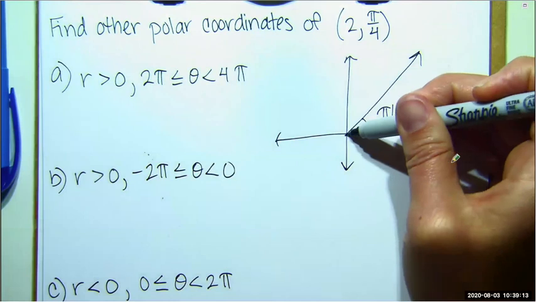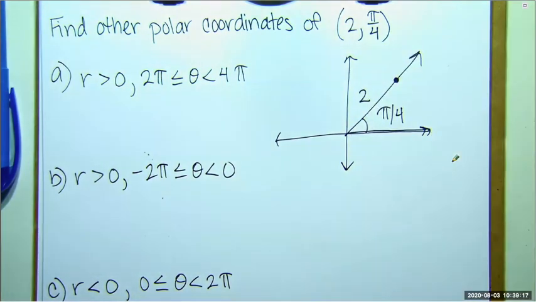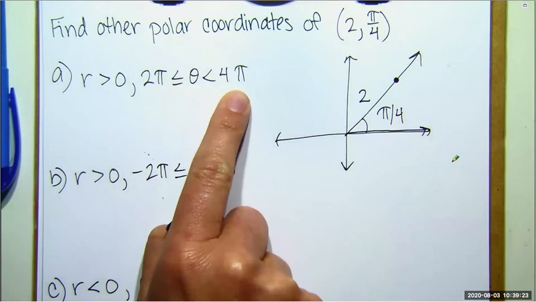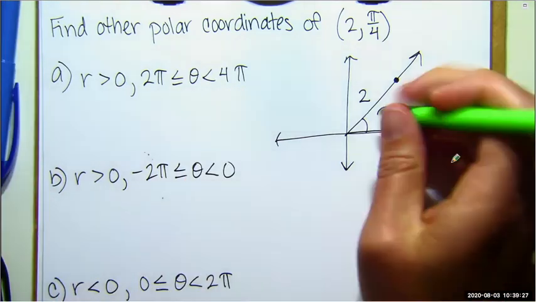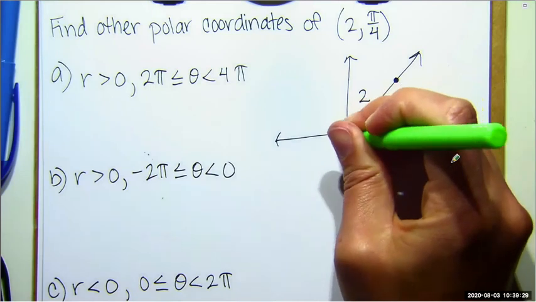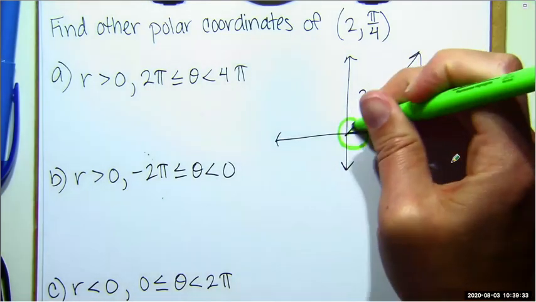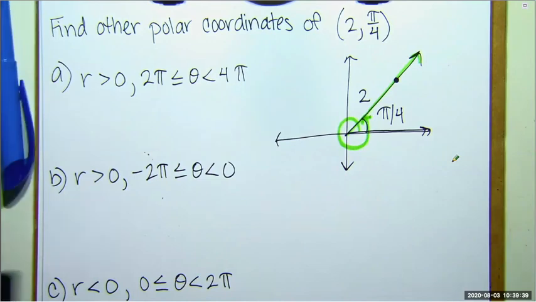2 is our distance from our pole out to our point, so this has a distance of 2. Okay, so now what we're asked to do is rewrite this with theta between 2 pi and 4 pi. So if theta is greater than 2 pi, that means we want to make at least 1 full revolution, and we still need to come back up to this same ray.